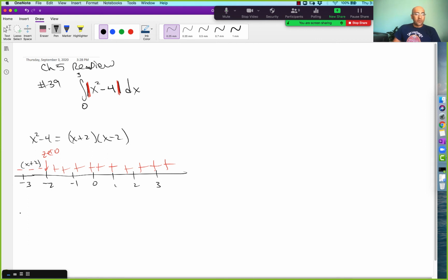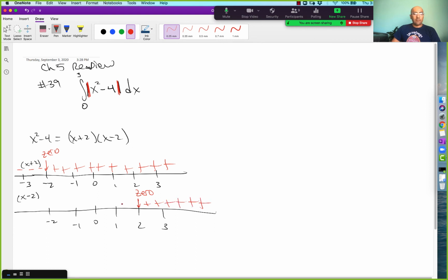Okay? So next we think about the little binomial x minus 2. Good. So here is -2, -1, 0, 1, 2, and 3. The 0 of this little binomial is found at +2. If I let x equal +2, I get a 0. Any number to the right of that, I'm going to get positive numbers. Any number to the left of that, I'm going to get negative numbers.